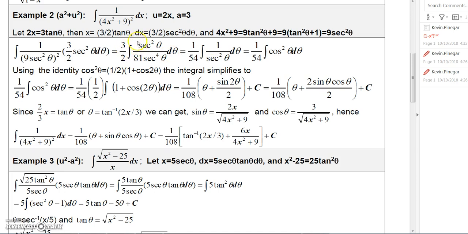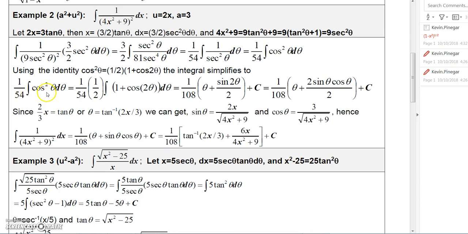And let's see, I went ahead and pulled 1 over 81 out, multiplied it by 3/2, and got 1 over 54. So now that's 1 over 54 times the integral 1 over secant squared theta d theta. And that's 1/54 times the integral of cosine squared theta d theta.